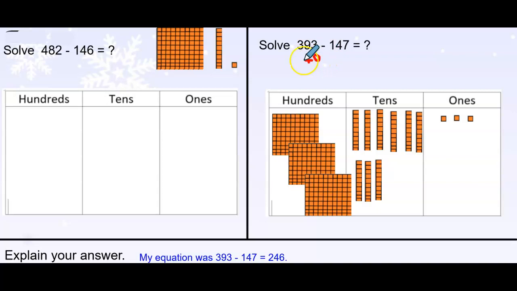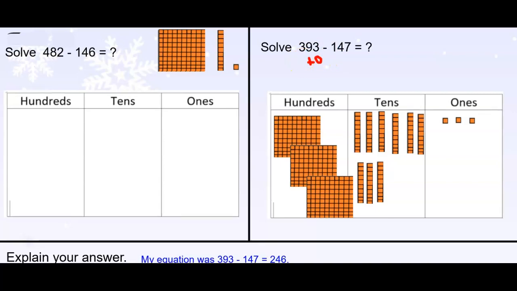We have a 3 in the ones place, a 9 in the tens place, and a 3 in the hundreds place. For our second number, we have a 7 in the ones place, a 4 in the tens place, and a 1 in the hundreds place. Boys and girls, remember, when we're subtracting, always build the first number first.